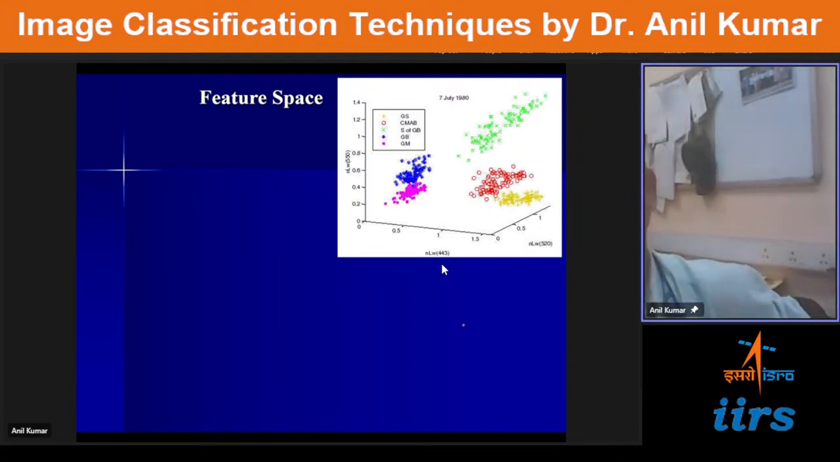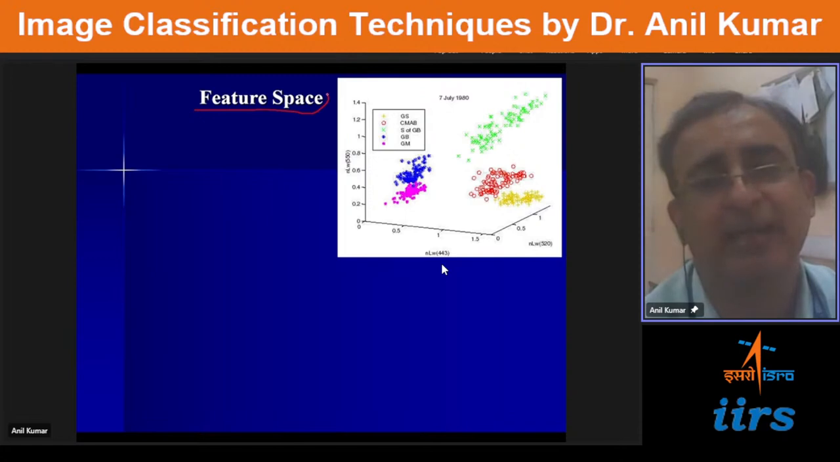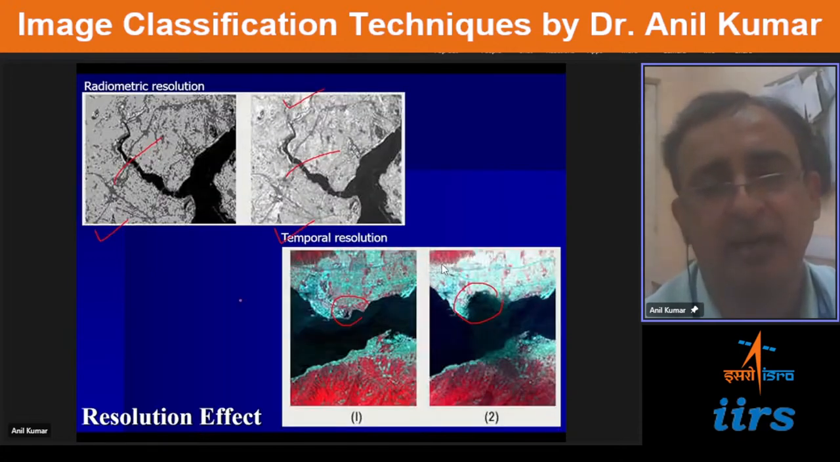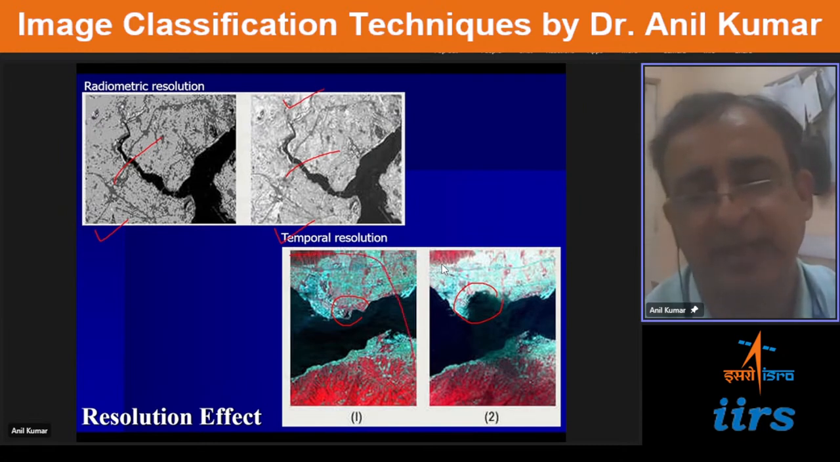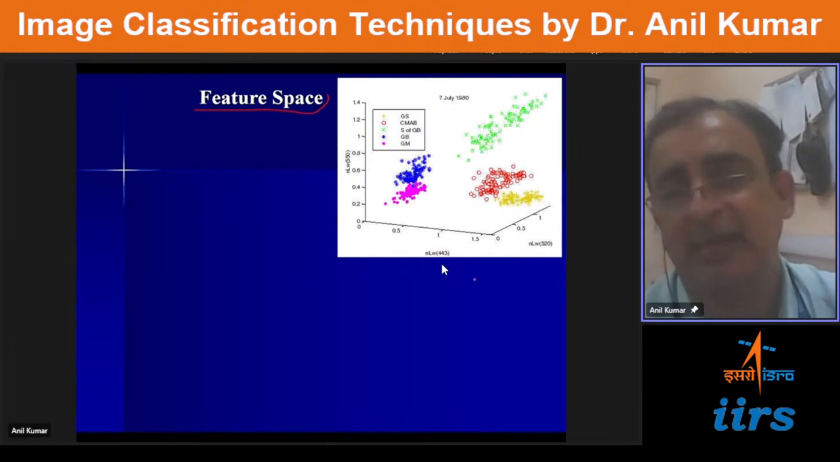So further now, moving to the image classification concepts. Before that, we have to understand how to visualize my data. One is we can visualize the area like this using the false color composite, and we can visualize my area, how the area looks, what are the different objects present on the ground. Second is we can visualize in the feature space like here band 1, B1, and this is your B2, and this is your B3.